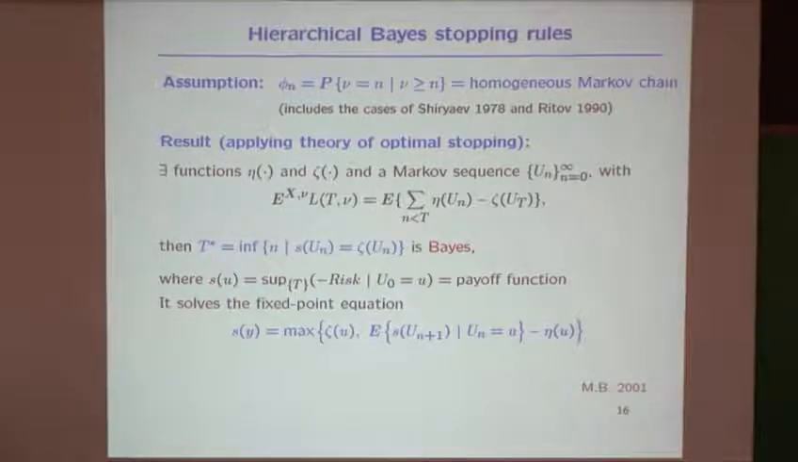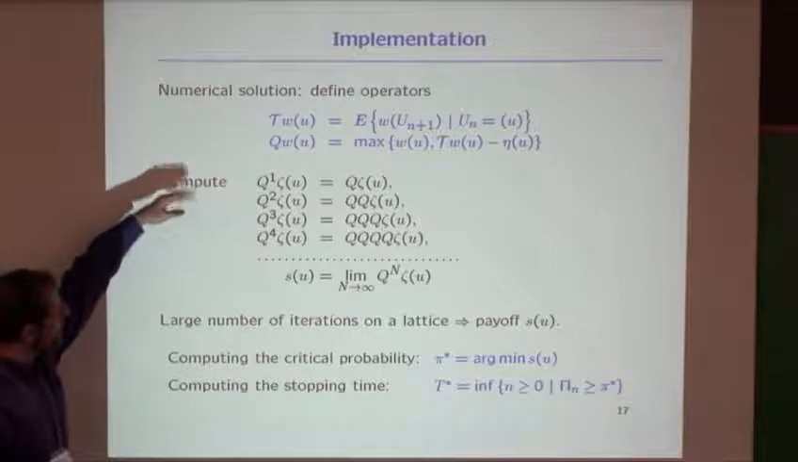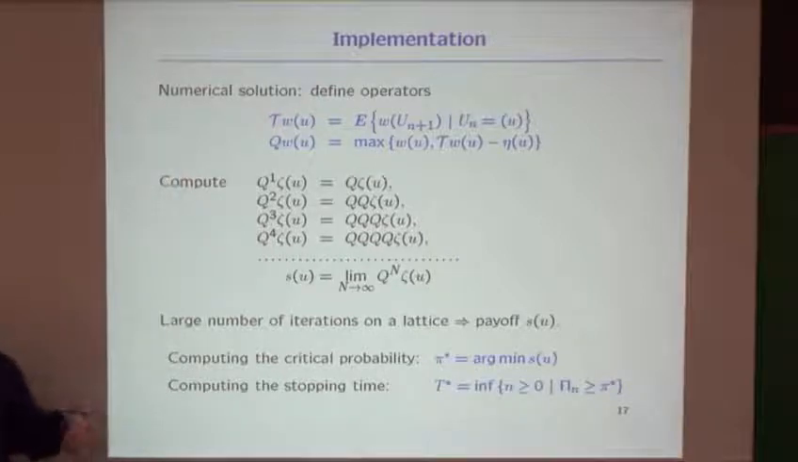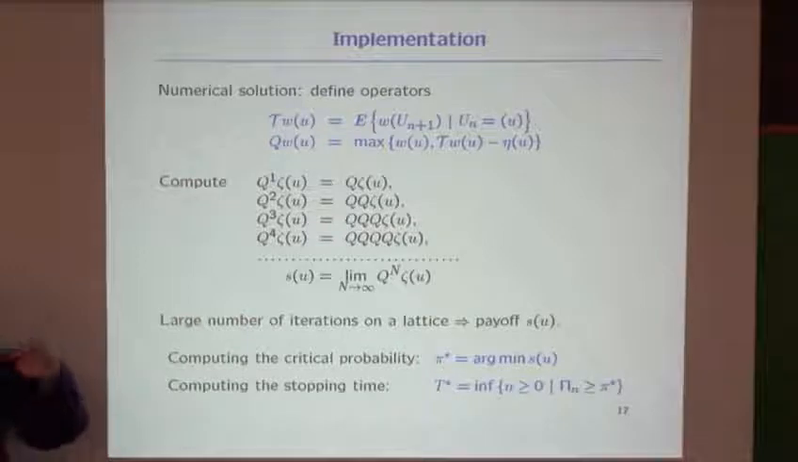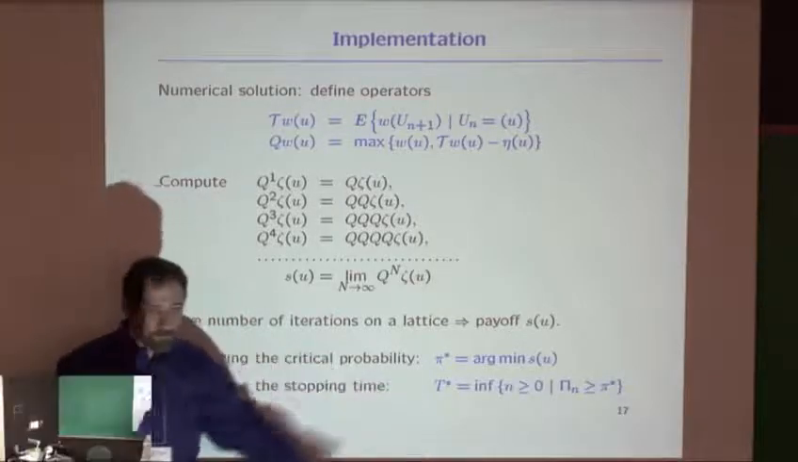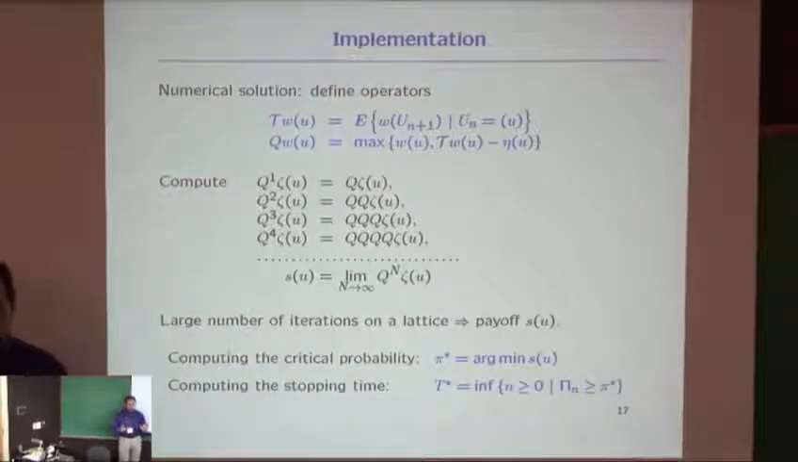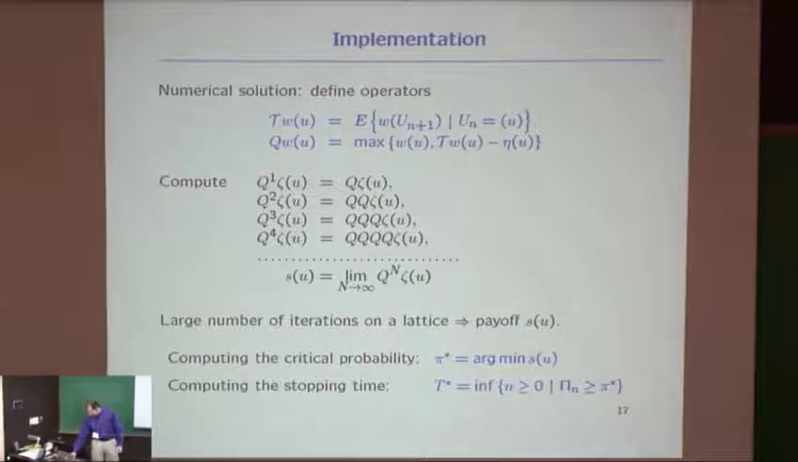Well, then how do we solve fixed point equations? By iterations. You define these operators, you run iterations, you're looking for a function, so you can only do it on a lattice. Every time you iterate, it increases the computational error. So the bottom line is, yes, this is the formula for the purely Bayes solution, but you can only compute it approximately. There has to be a numerical procedure that computes it.